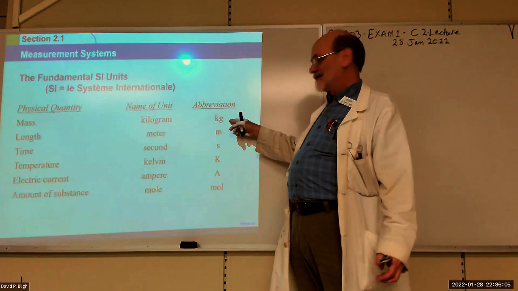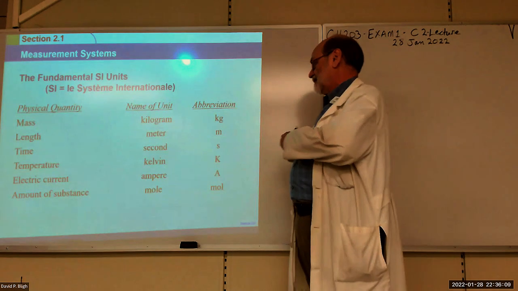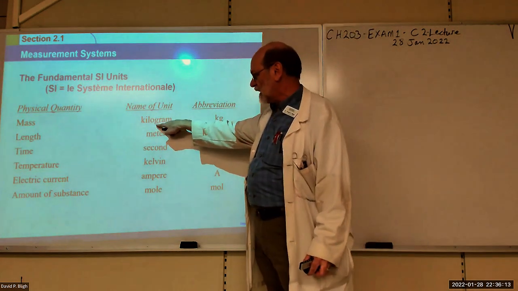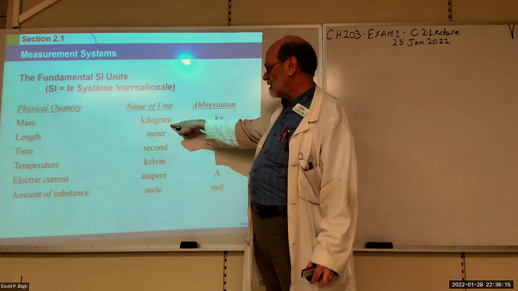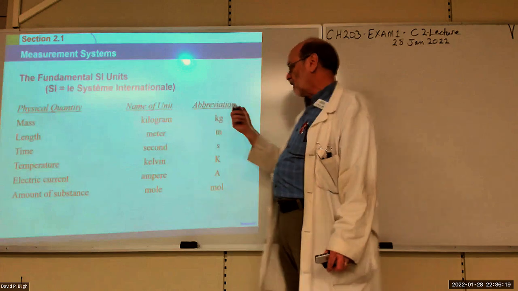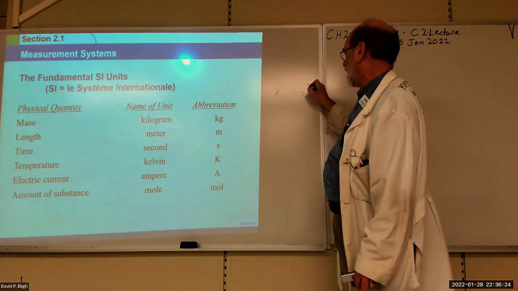And that brings up the question, if you haven't already wondered, why this looks like it should be the base, the fundamental unit, gram, because kilo means 1,000. K is times 1,000.